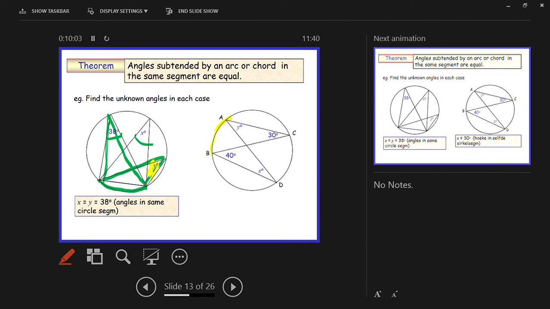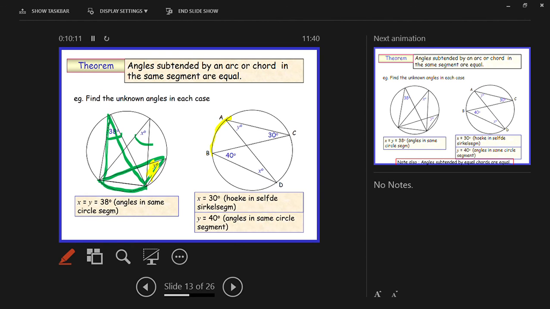In other words, x will be equal to 30 degrees, angles in the same circle segment. Okay, and why? 40 degrees, same reason. Hoeke in dieselfde cirkelsegment. Because they are both subtended by this. Die boog CD. So because they're both subtended by that, they will be equal to one another. Okay.